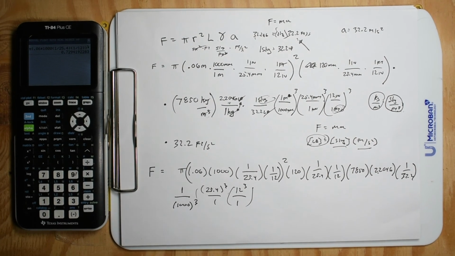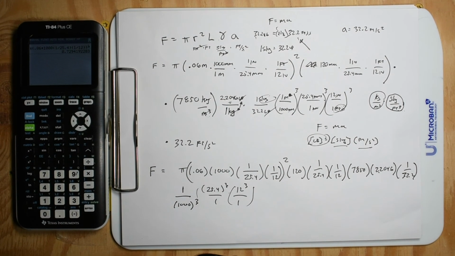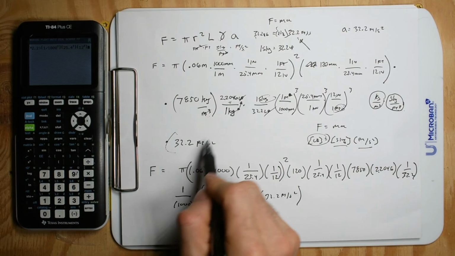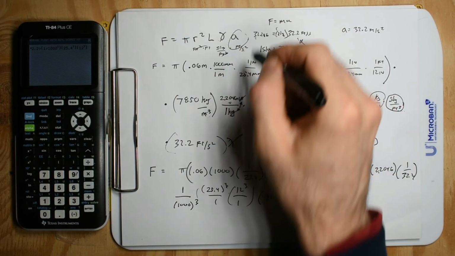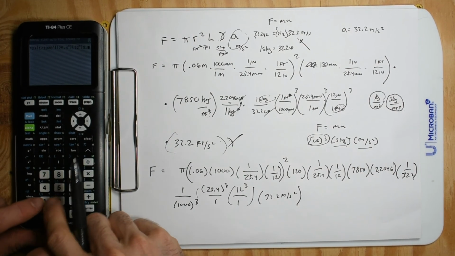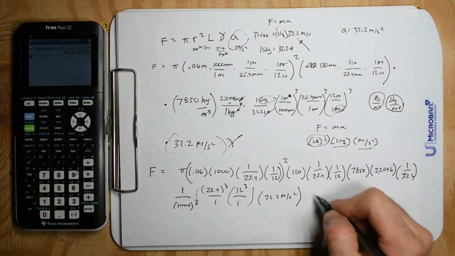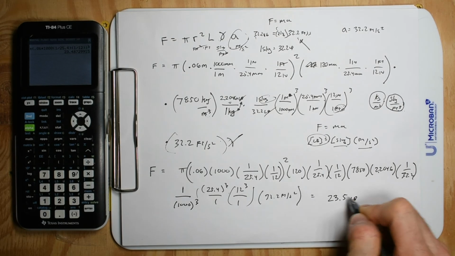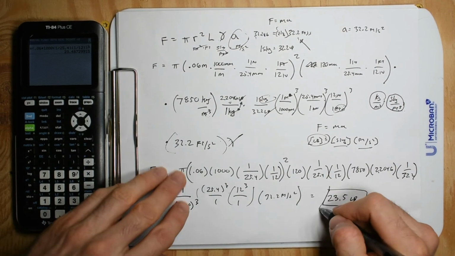See, we got the wrong number. Damn it. Alright, hell yeah. I went back through everything, and I just forgot to add the acceleration at the end. 32.2. So now 32.2, and hell yeah, we get the right answer. 23.5 pounds. And booyah, that was crazy.